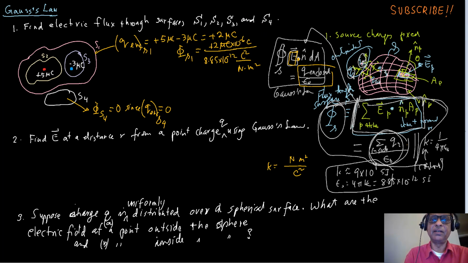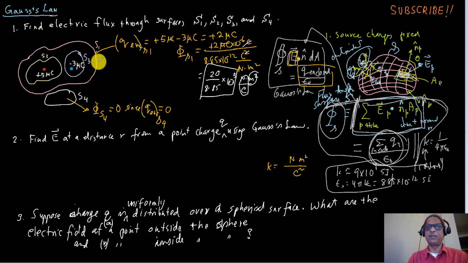can see that one of the C cancels out, and so this is equal to 2 by 8.85 times 10 raised to the power 5 Newton meter square over coulomb. So you can see electric field times area, that's the unit. And then you can just compute this. That's going to be surface S1. So let me erase some of this, get me some space.